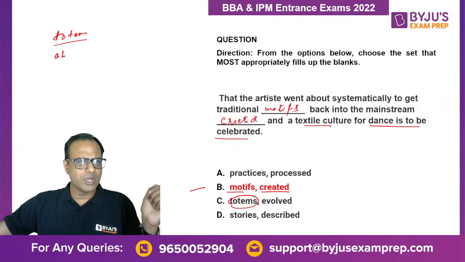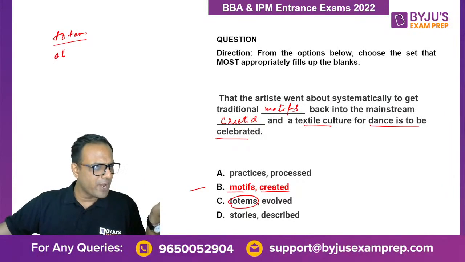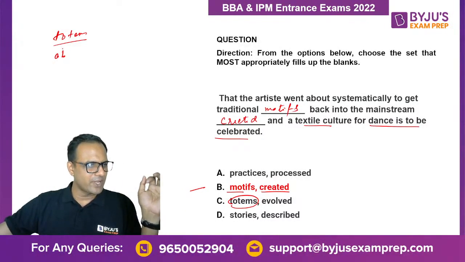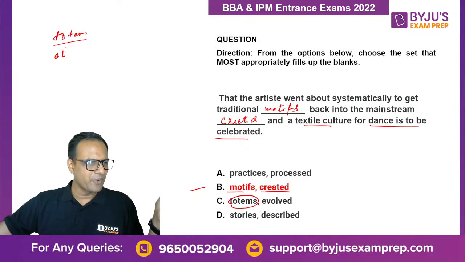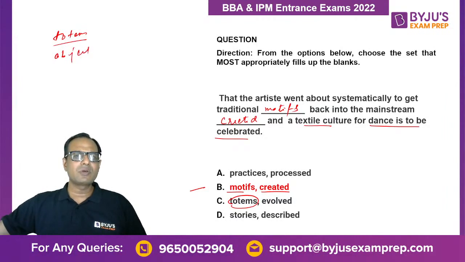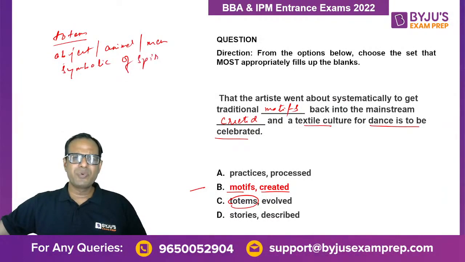Now any object, Sneha says prep. Would you please elaborate, Sneha, what exactly are you asking me? Right? Any object or animal or man for that matter, which is symbolic of spiritual representation.